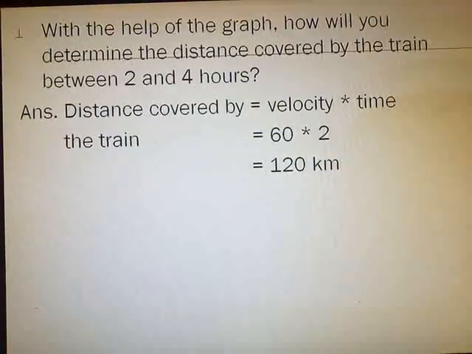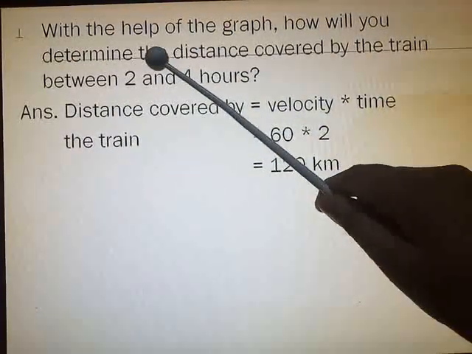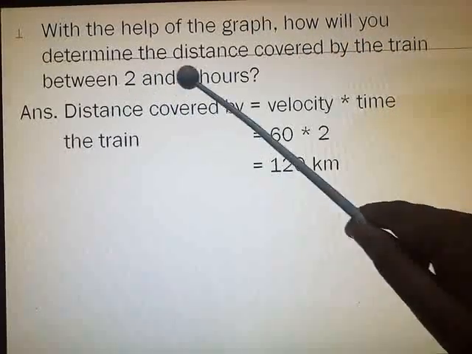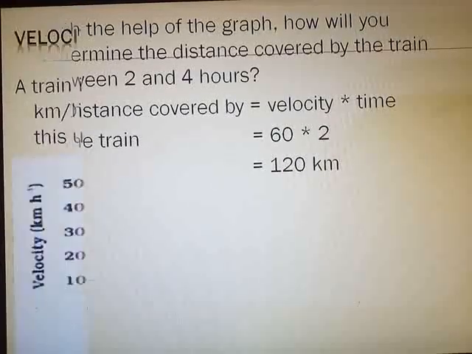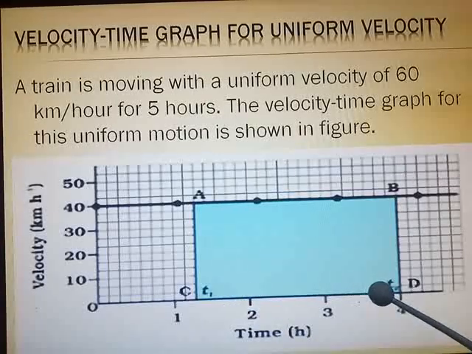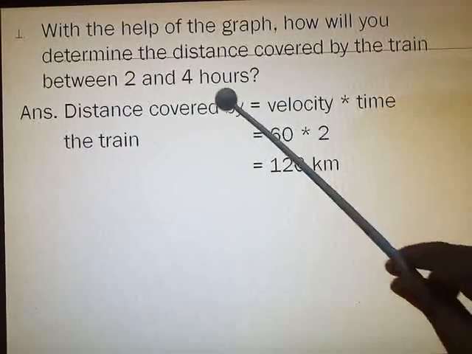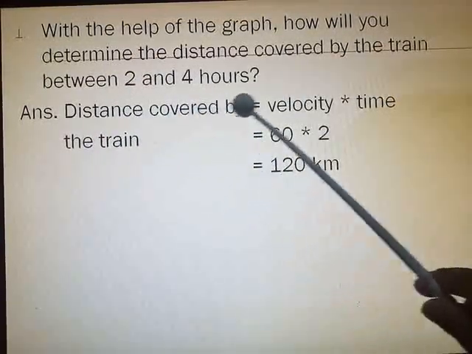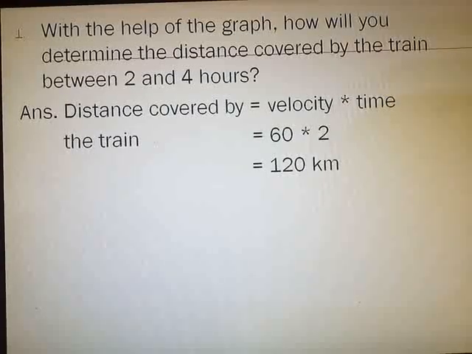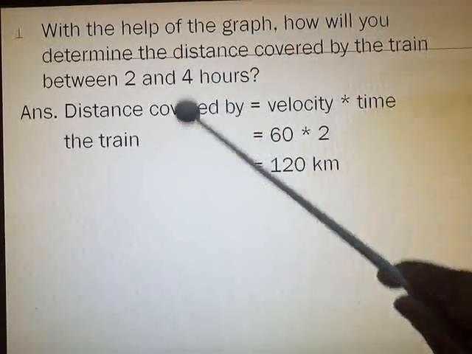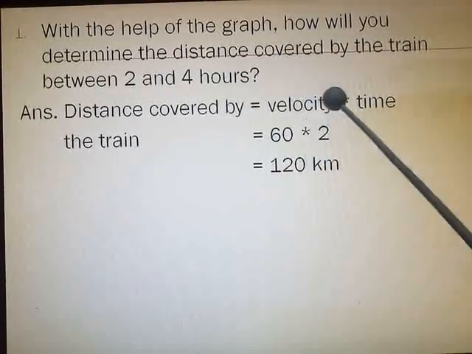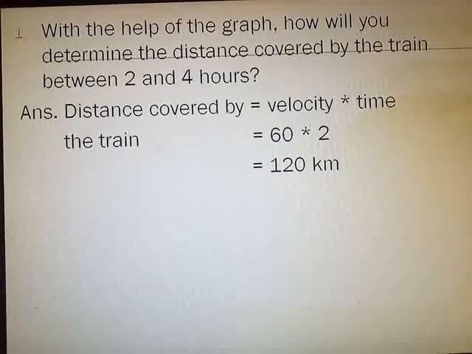Our first question is, with the help of the graph, how will you determine the distance covered by the train between 2 and 4 hours? Here you are going to use the formula: distance covered by the train is equal to velocity multiplied by time. Velocity is distance upon time, and here you have to calculate the distance, so distance is equal to velocity multiplied by time.